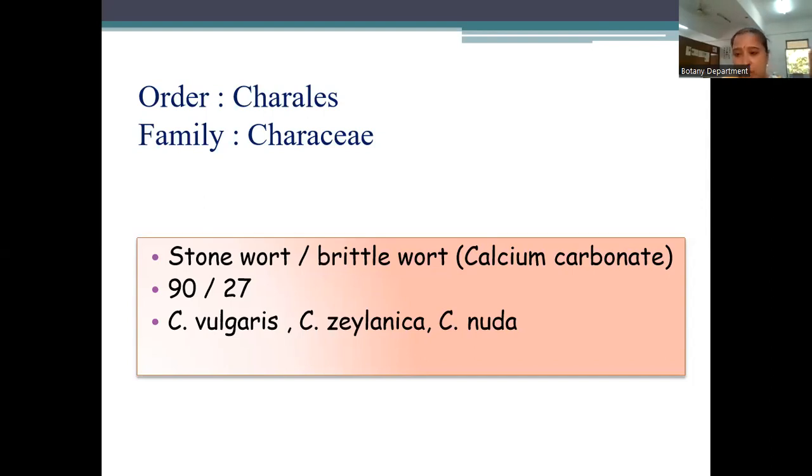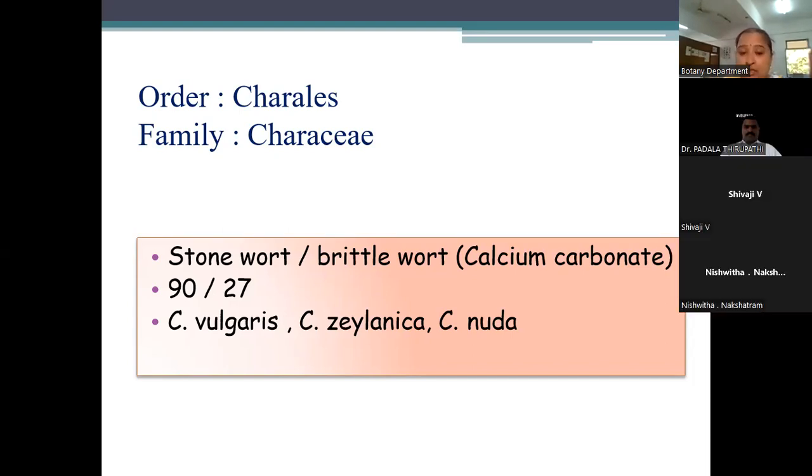Very important. The algae whose cell wall is made up of calcium carbonate is the stonewort or brittlewort, Chara. The names are most important. Chara is stonewort, or brittlewort, and the cell wall is made up of calcium carbonate. Next one coming is this. Chara has a worldwide distribution. The best examples, this is most important: Chara nuda, Chara vulgaris, Chara vandalurensis, or Chara zeylanica. These three examples are most important.